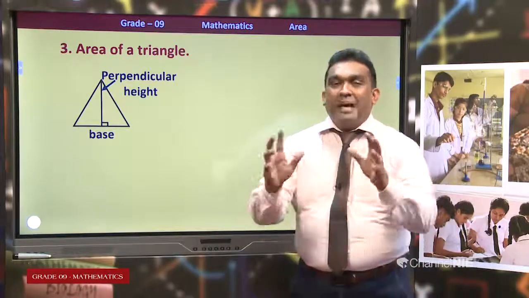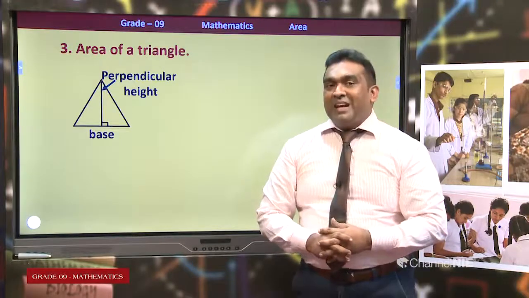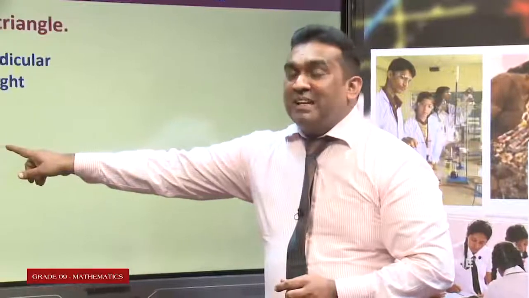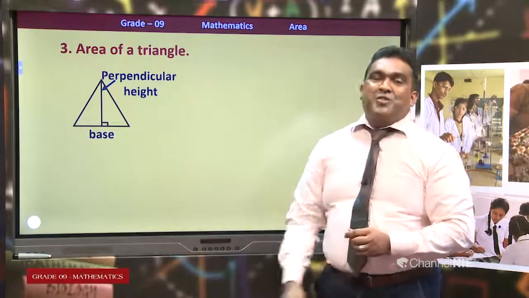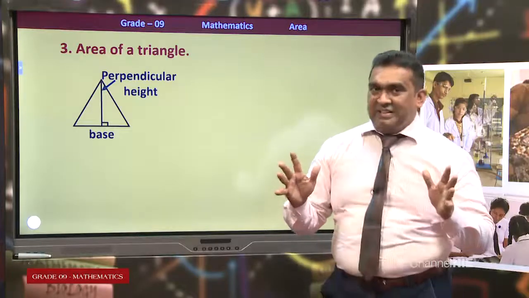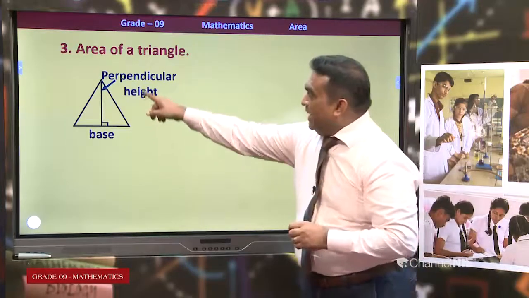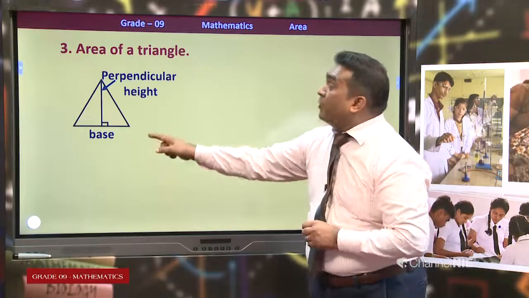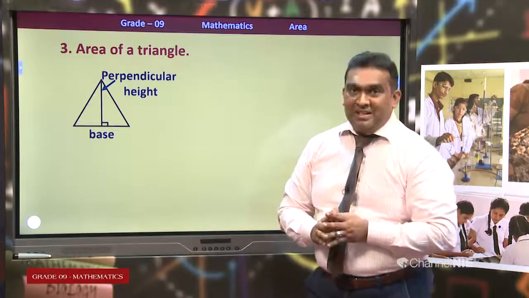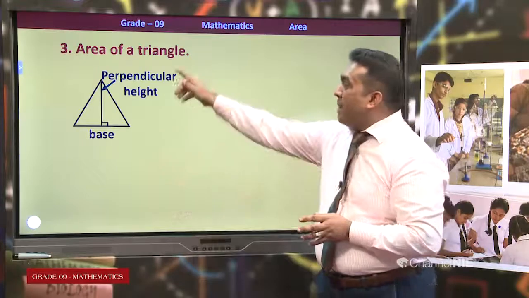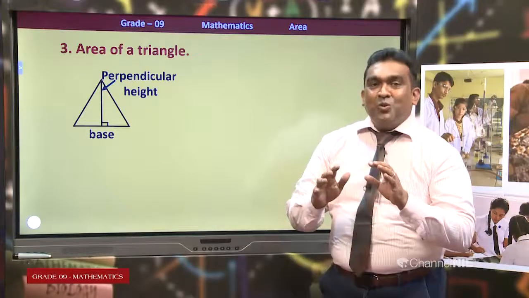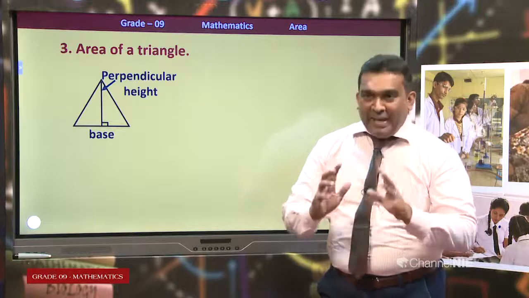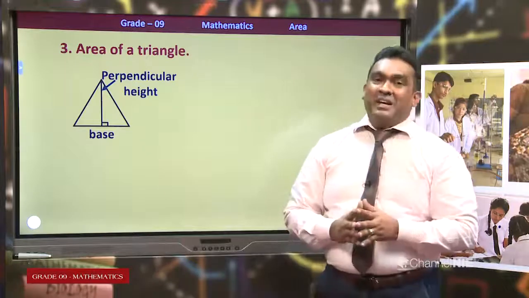Triangle is a closed plane figure bounded by 3 straight line segments. There are 3 sides. Here one side can be considered as the base of the triangle. Any side you can select. Then perpendicular height. Perpendicular line drawn from opposite vertex to the base is called perpendicular height. There are 2 measurements here. First one, base. Second one, perpendicular height.